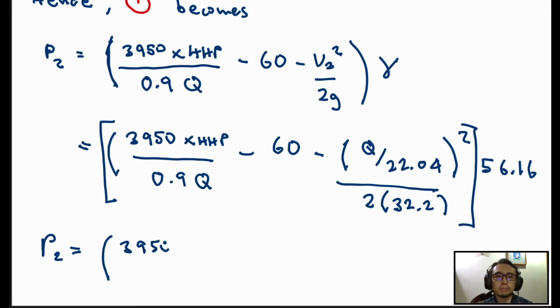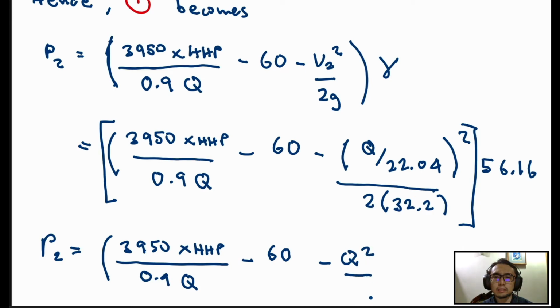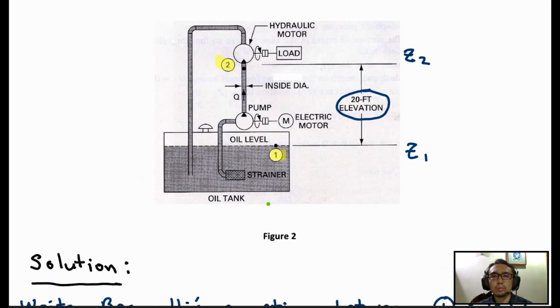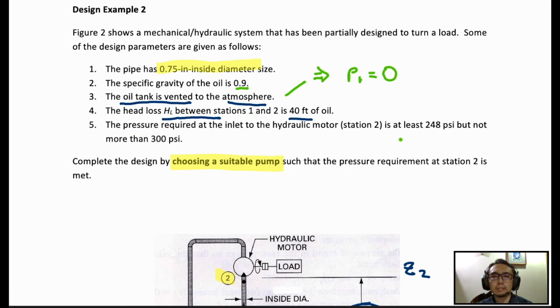So just simplify the equation further. If you do that, then this constant becomes 31283.05 times 56.16. So this is the equation that we can use. Okay, there are three unknowns, but we know P2. So we want P2 to be in between 248 and 300.